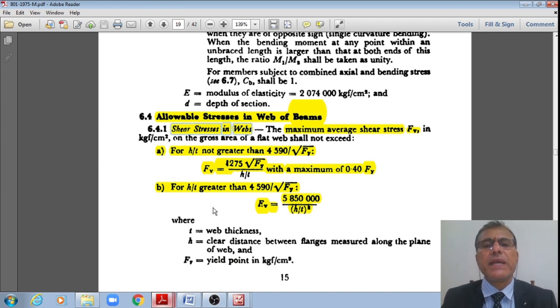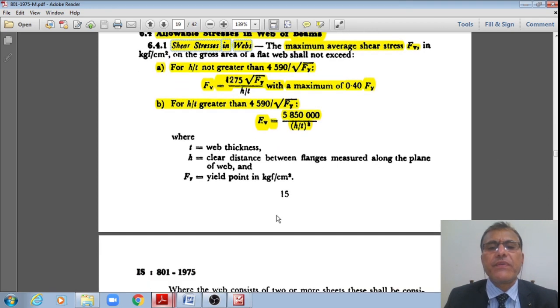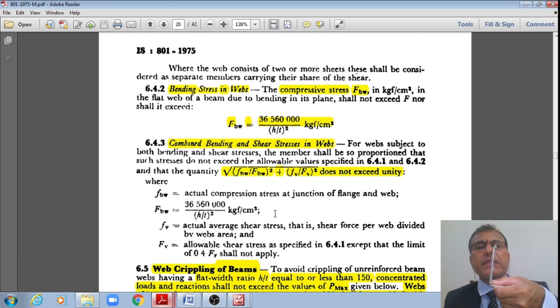Whereas when H by T is greater than 4590 divided by square root of Fy, then Fv is equal to 5,850,000 divided by H by T whole square. Where Fy is the yield point or yield stress in kg force per centimeter square, and H is the clear distance between the flanges measured along the plane of the web, and T is the thickness of this web.